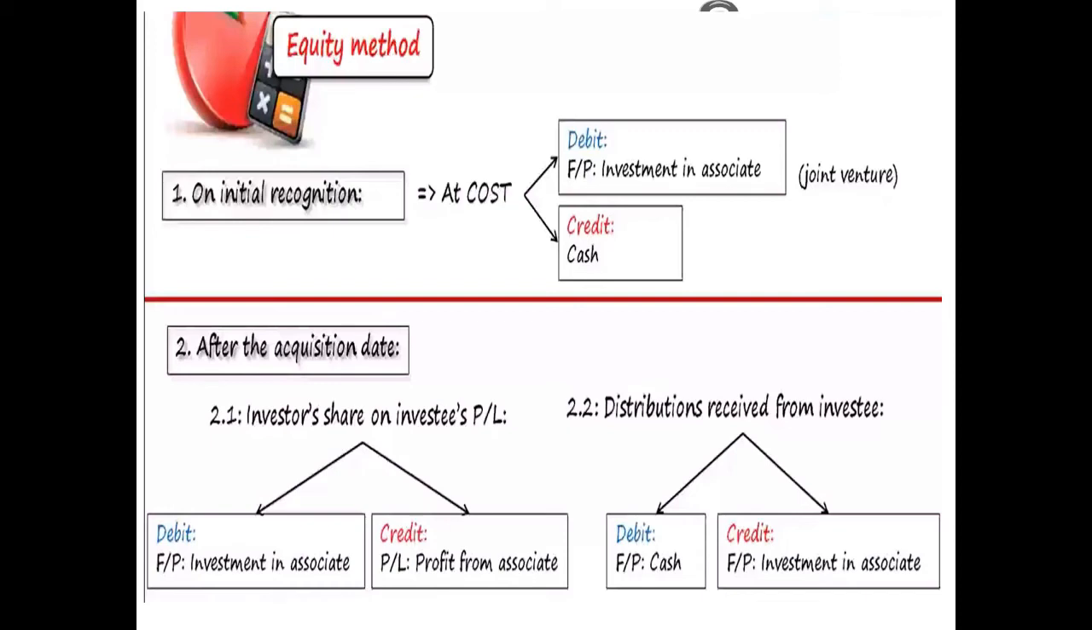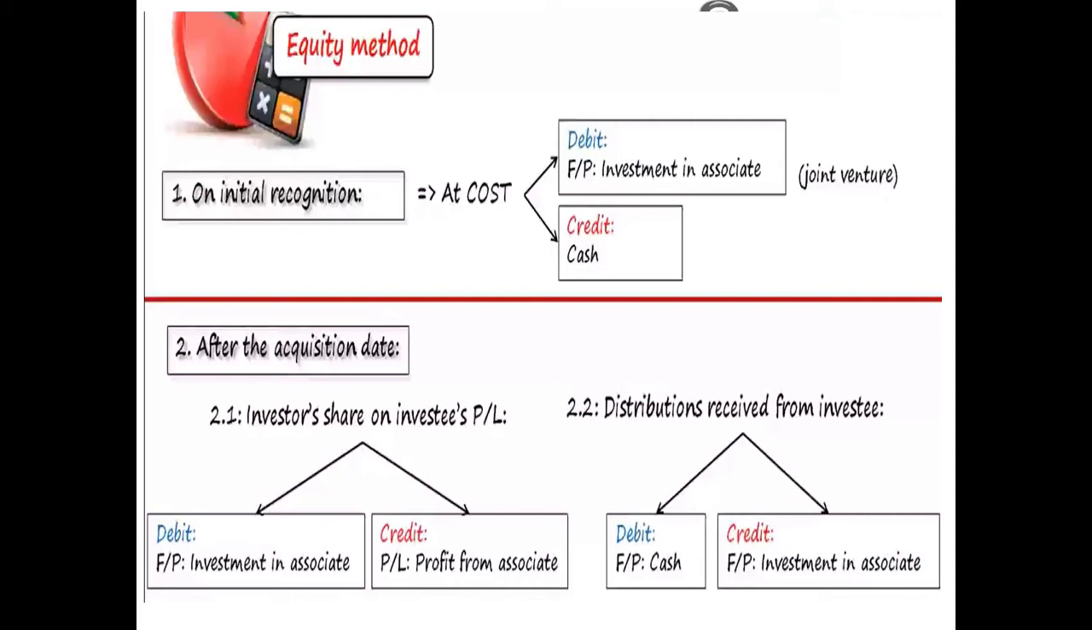Cost is the fair value of the consideration that we pay at the day of acquisition of this investment in associate. So that means we will debit investment in associate and credit cash. Of course, we use the equity method also for joint venture. So if this is a joint venture, we debit investment in joint venture and credit cash.